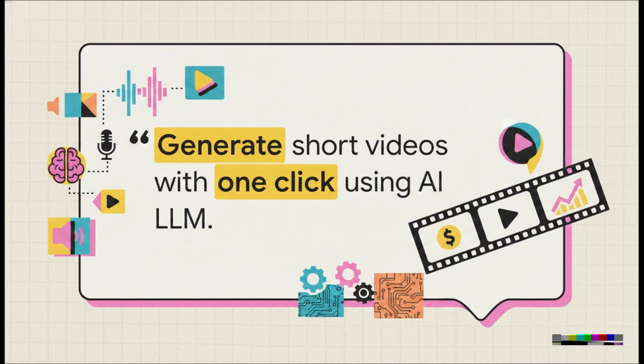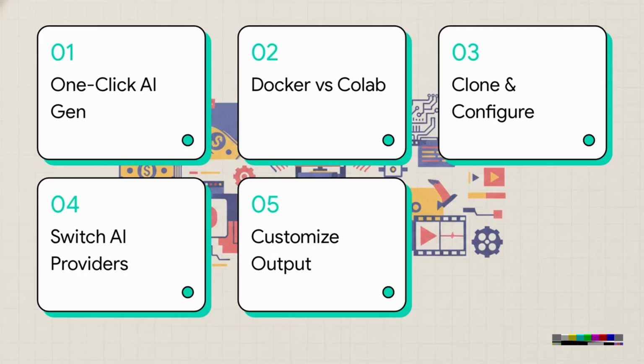But as you'll see today, through a really clever combination of large language models, text-to-speech engines, and automated video editing scripts, this thing actually delivers on that promise. It literally takes the heavy lifting out of content production and lets you focus purely on your ideas. So here's our setup to success roadmap for today. 1. One-click AI generation. 2. Deploying with Docker versus Colab. 3. Cloning and configuration. 4. Switching AI providers. And 5. Customizing subtitles and music. Let's get right into it.